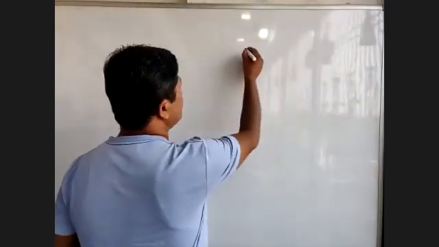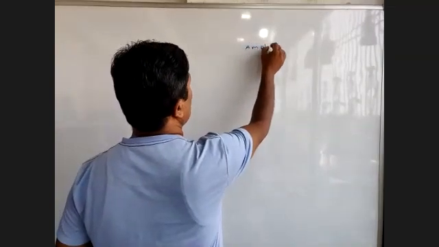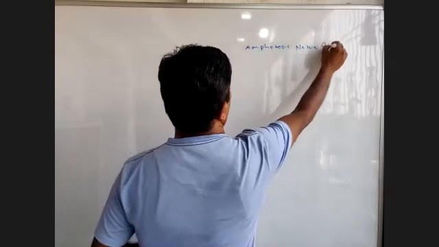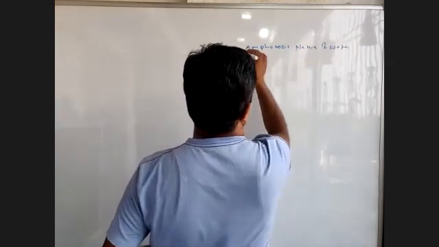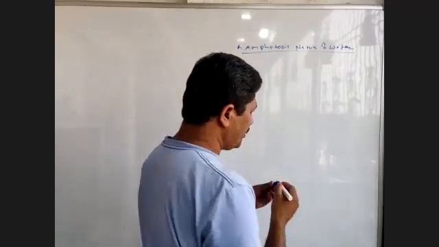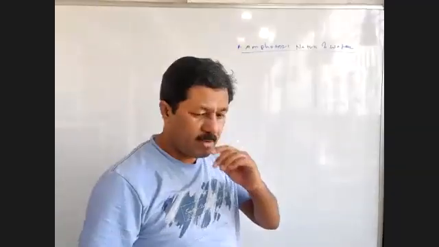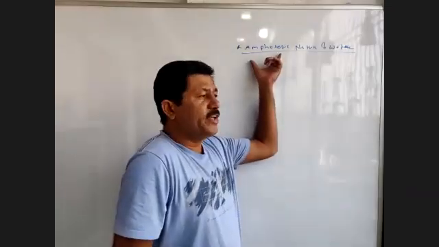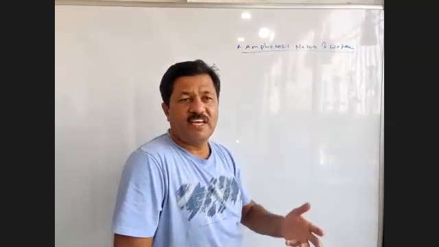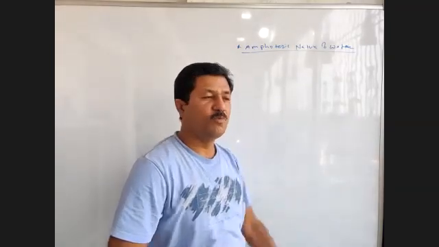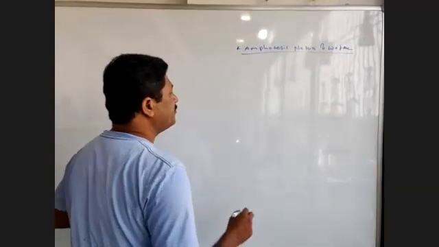So, amphoteric nature of water. What is meant by this amphoteric nature of water? Amphoteric means it has the properties of acid as well as the properties of base. Let's take one example, and then we can go ahead. We can have two examples.